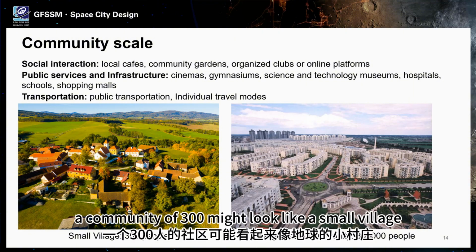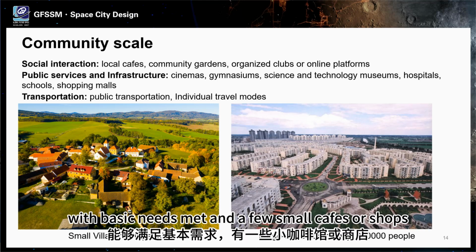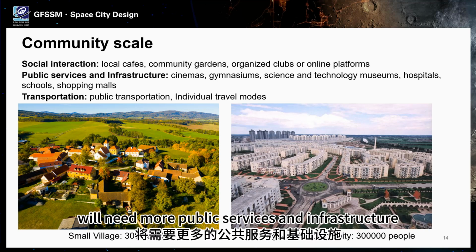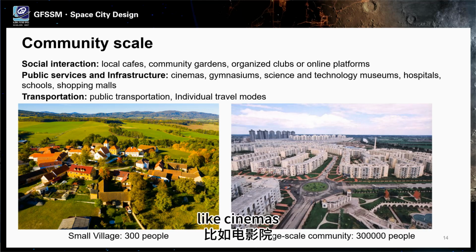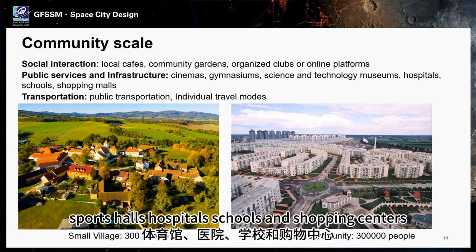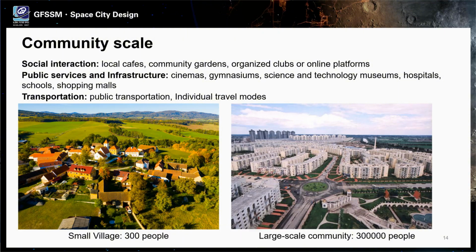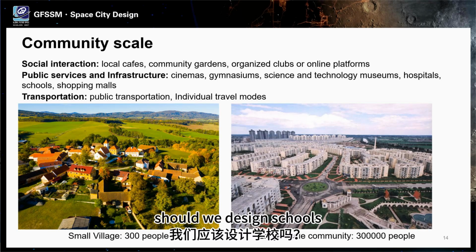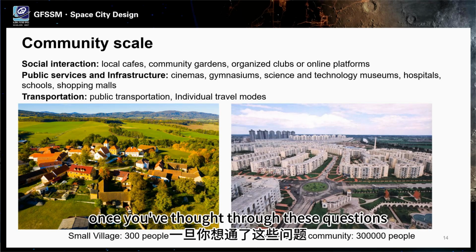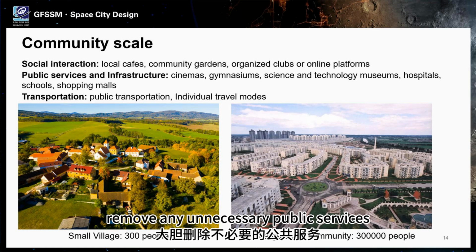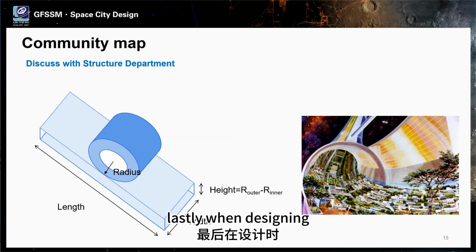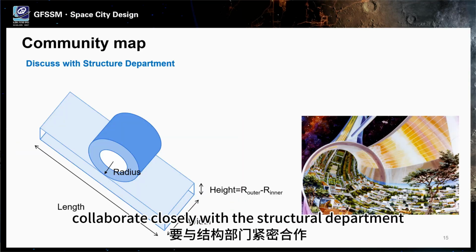A community of 300 might look like a small village, with basic needs met and a few small cafes or shops. But a larger community, such as one with 30,000 people, will need more public services and infrastructure, like cinemas, sports halls, hospitals, schools, and shopping centers. If we are designing a smaller space city, will there be children? Should we design schools? Once you've thought through these questions, remove any unnecessary public services, and your design will be more practical and efficient. Lastly, when designing, collaborate closely with the structural department.